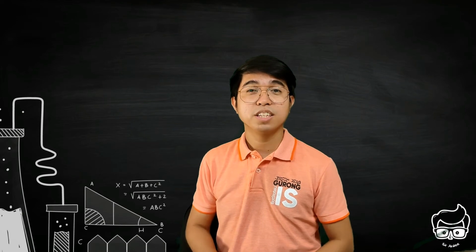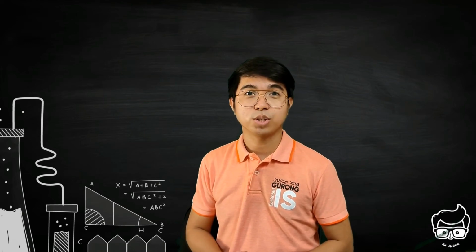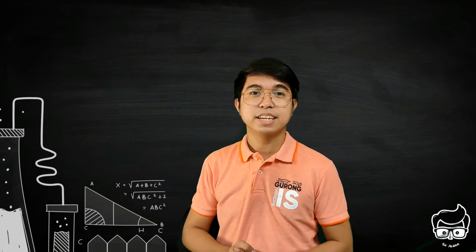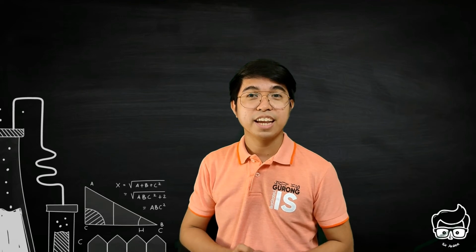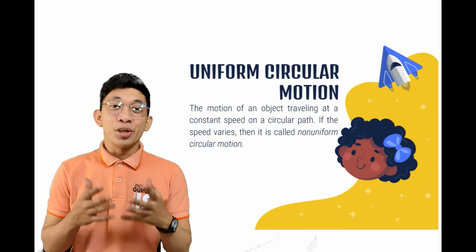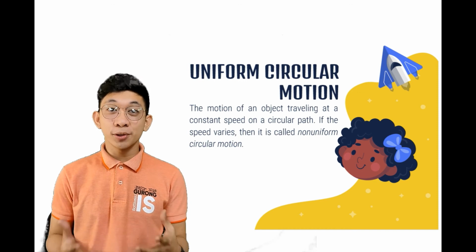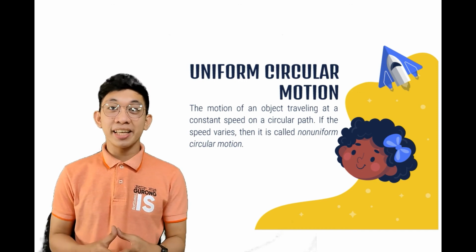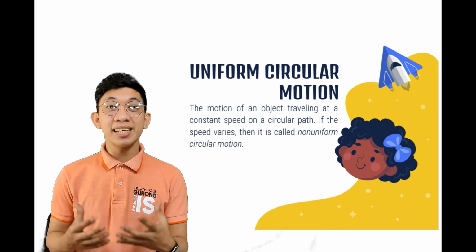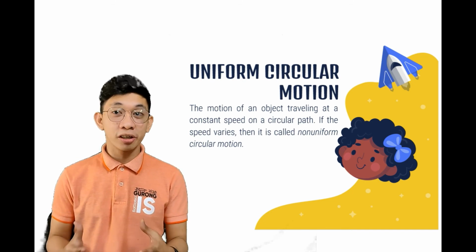Another two-dimensional motion worth studying is circular motion. A car rounding a rotunda, recreational rides such as Ferris wheels and carousels, satellites orbiting Earth, and a yo-yo whirling on a string are examples of circular motion. Uniform circular motion is the motion of an object traveling at a constant speed on a circular path. If the speed varies, then it is called non-uniform circular motion.